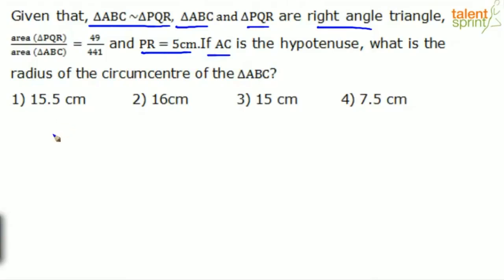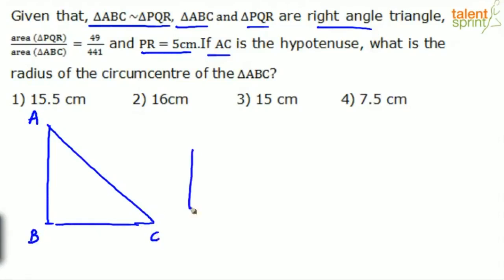See, two right angle triangles. So let's say this is the first one, A, B, C. And let's say this is the second one. Right? Remember, these are not two congruent triangles. These are similar triangles. They look alike, but they're not exactly the same. So if you superimpose one triangle on the other, they will not coincide. They'll only look similar.